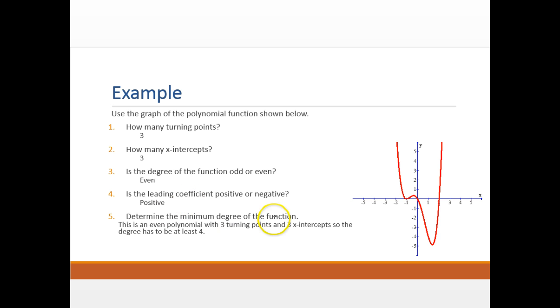So determine the minimal degree of the function. I know it's an even polynomial with 3 turning points and 3 x-intercepts. So the degree has to be at least 4.